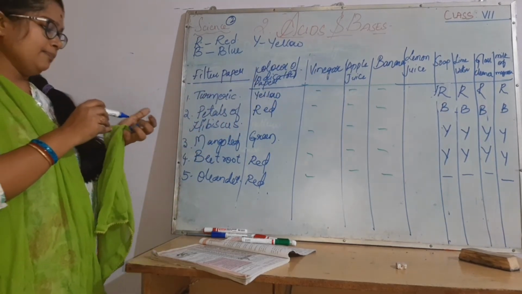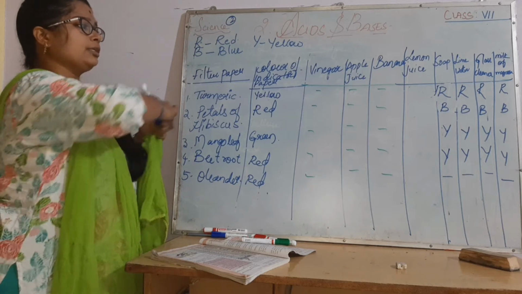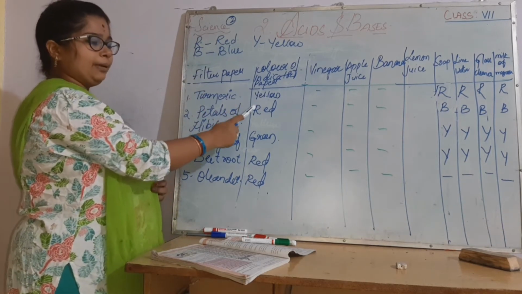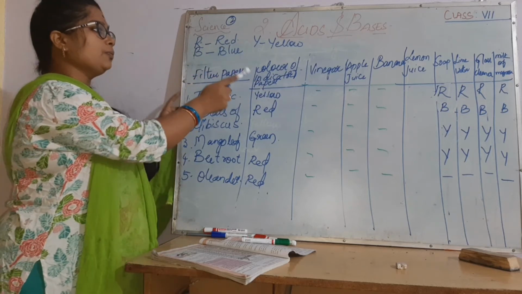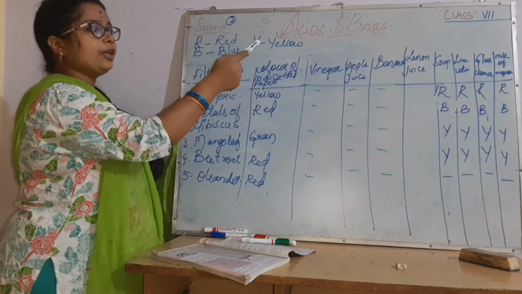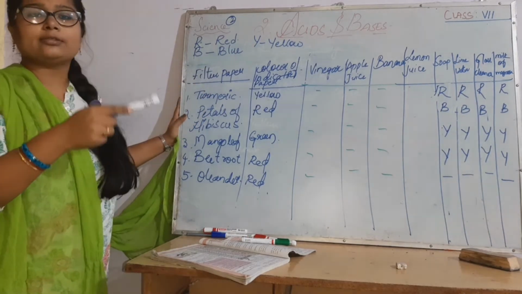So, make the turmeric paper from filter paper, make it into strips, and add soap to it. If you add soap, it turns red in color. If you add lime water, it turns red in color.